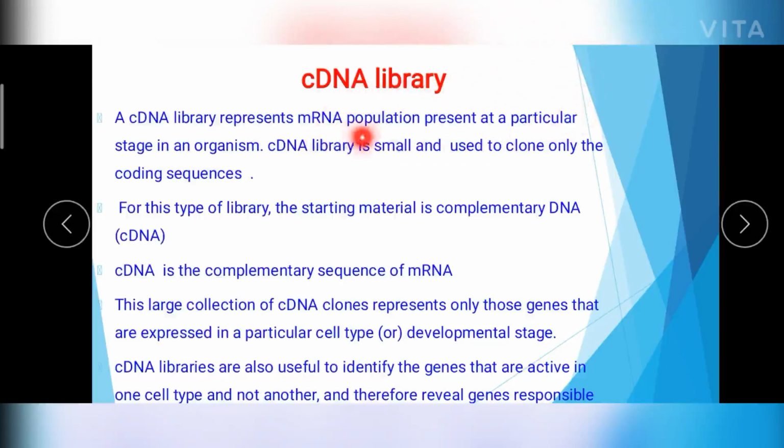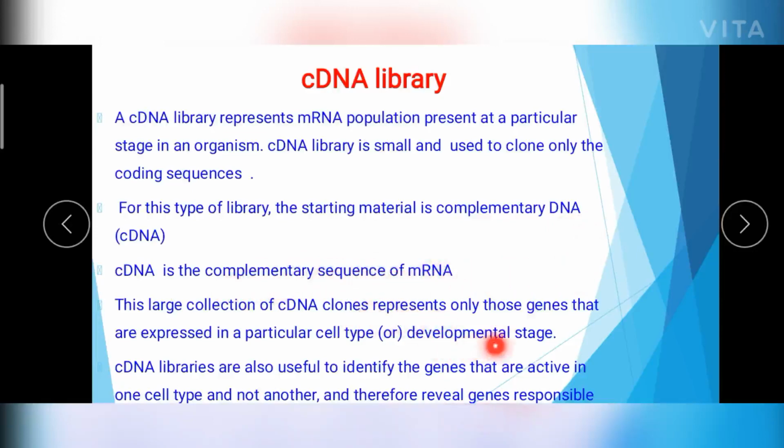The cDNA library represents the mRNA population present in a cell of a particular type of tissue or a particular developmental stage in an organism. This cDNA library is small as it is used to clone only the coding sequences, that is exons. For this type of library, the starting material is complementary DNA. This cDNA is the complementary sequence of mRNA.